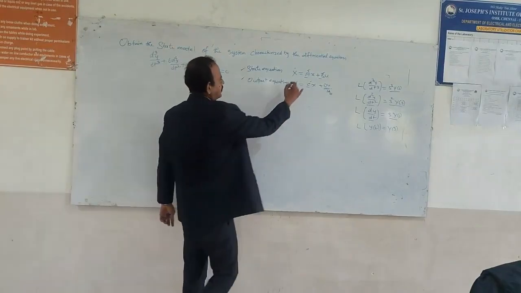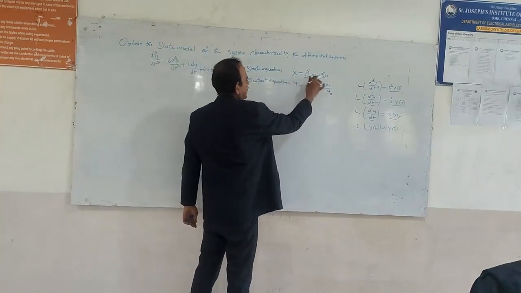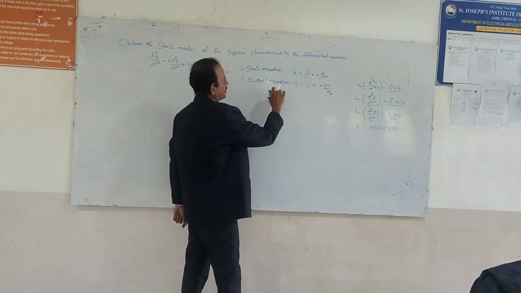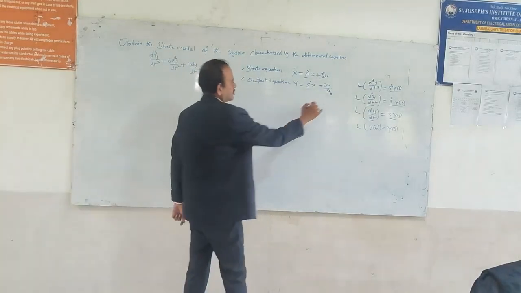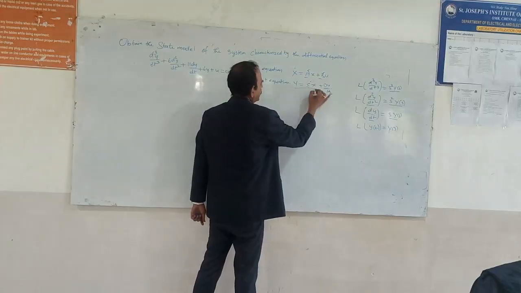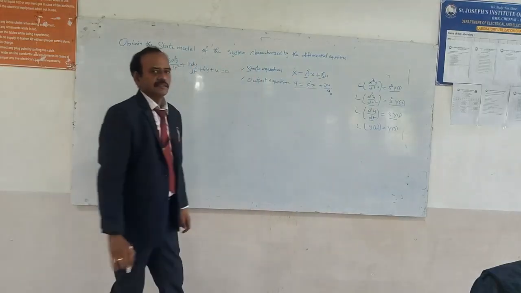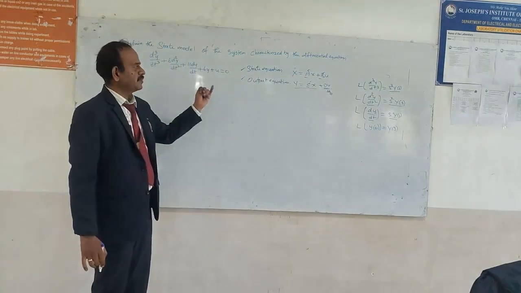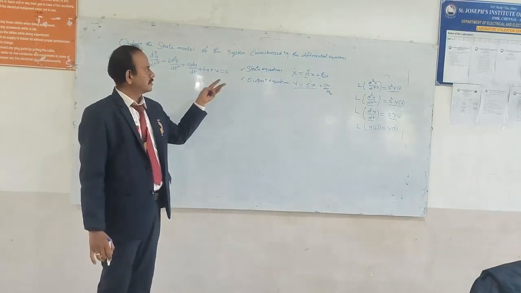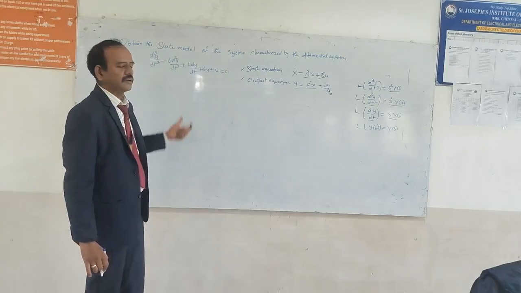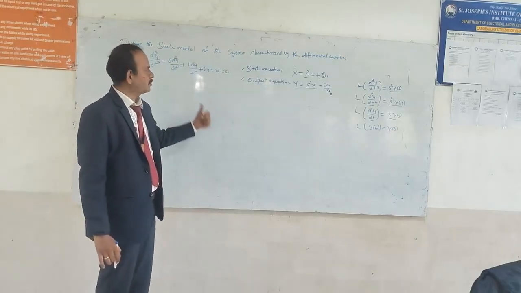The state equation is represented by x dot equal to Ax plus Bu, and the output equation is represented by y equal to Cx plus Du. Suppose the D matrix is 0, so we only need to find y equal to Cx. So we are going to obtain the A, B, and C matrices. First of all, start with how to obtain the state equation, then follow with the output equation.